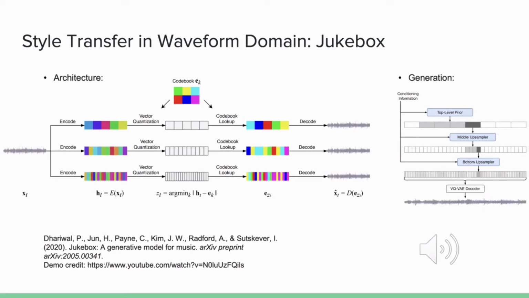Another network that recently became popular is Jukebox. The authors of this network had a task to resolve the following problem. When you generate music, you need to take into account long-term dependence among data.